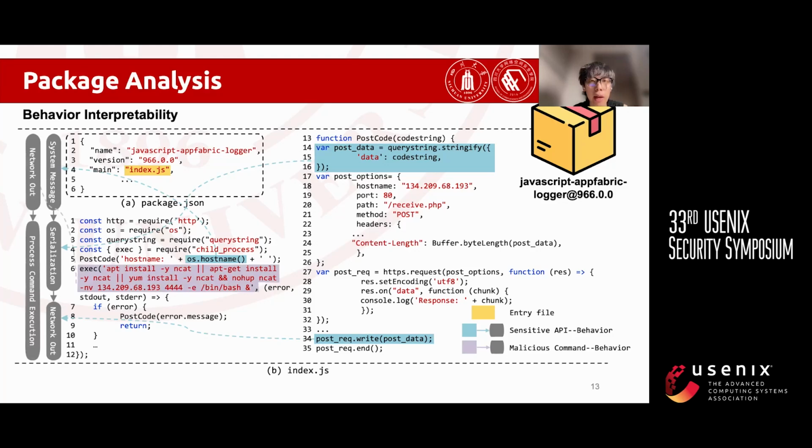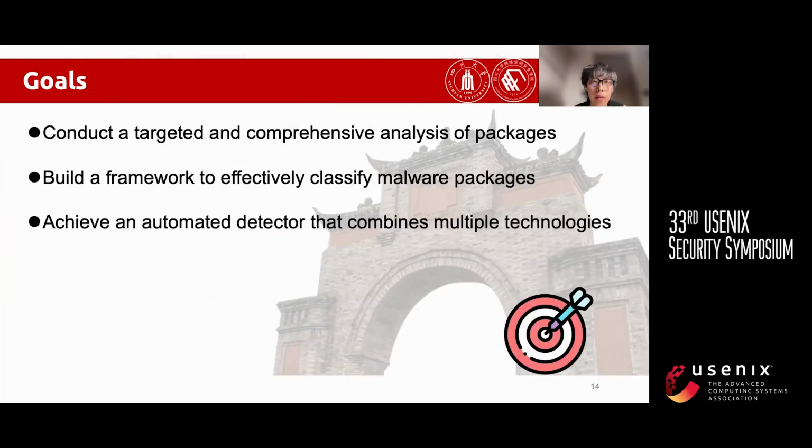In addition to the above analysis of the JS code, we can see that the package also executes a malicious command via the command execution API, which creates a reverse shell. Therefore, for effective malicious package detection, our research goals are: first, conduct a targeted and comprehensive analysis; second, build a classification framework; third, achieve an automated detector.